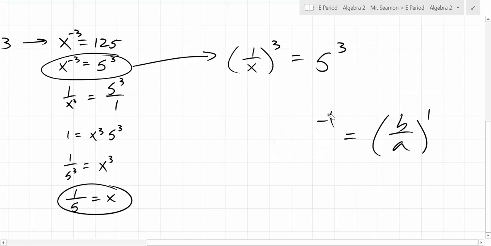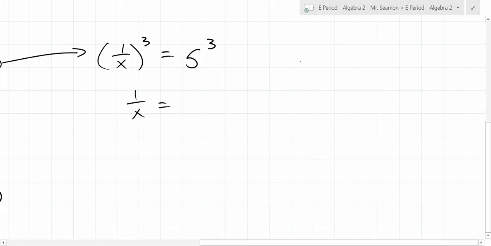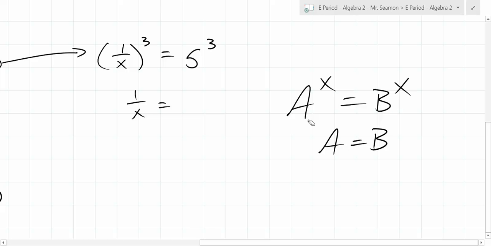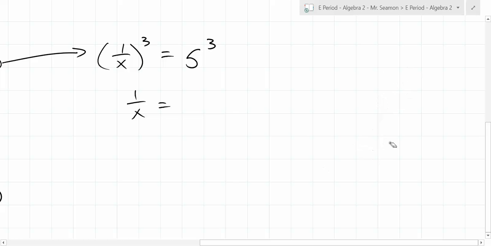So if 1 over x to the third equals 5 to the third, what does 1 over x equal? Not x to the negative 1. No. Look, if a to the x equals b to the x, what has to be true? a equals b. So if 1 over x to the third equals 5 to the third, what does 1 over x equal? 5. Cross multiply. 1 equals 5x. What does x equal? 1/5. That's another path you could take.